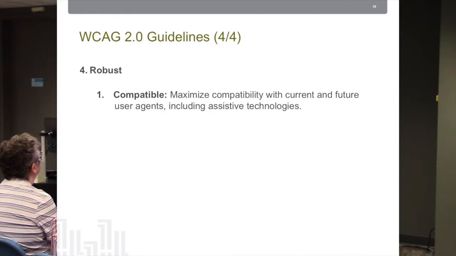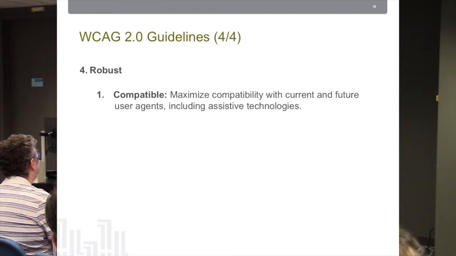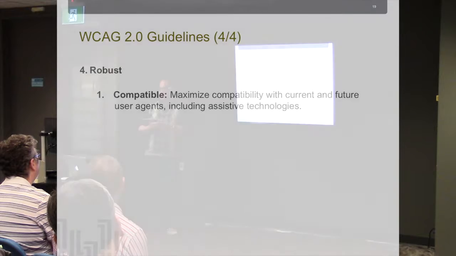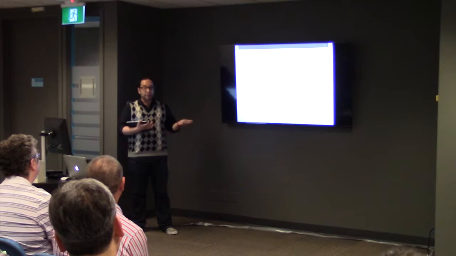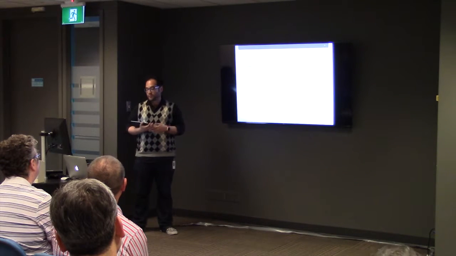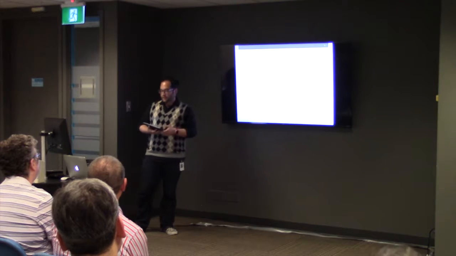Next, we'll deal with robust. And some of these sections are shorter than the others. So you want to make sure that your system is compatible, that you have an understanding of the types of user agents or assistive technologies that exist out there, and they will change on a per platform basis. So we'll cover that later though.